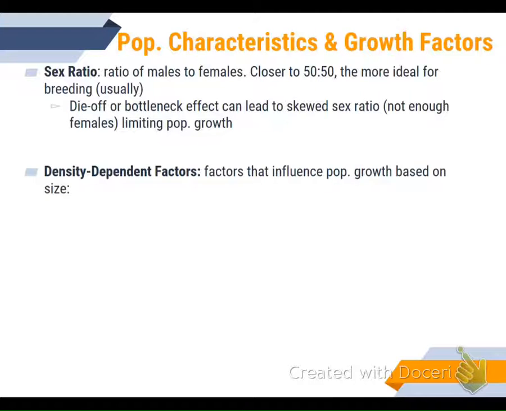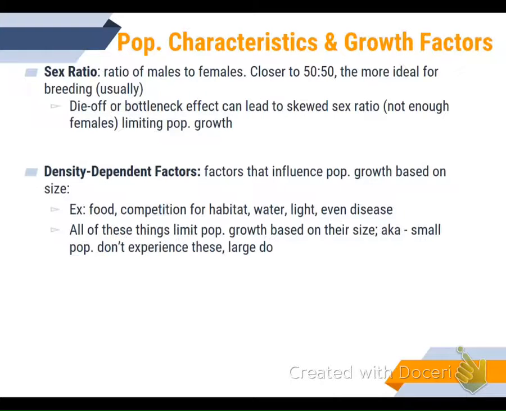Density-dependent factors means that if there are too many of the organisms, not enough food is going to harm them, or too many organisms and there's only a certain amount of habitat, they're going to fight. Not enough water, not enough light. Disease is going to cause problems with density if they're too dense. They will limit the population growth based on their size. A small population won't experience any problems with not enough food, but a large population will.